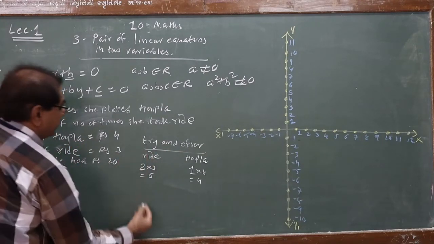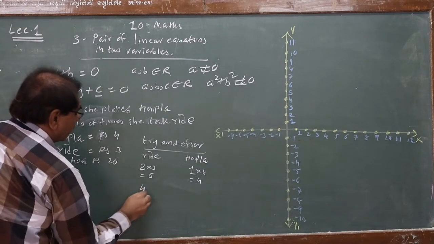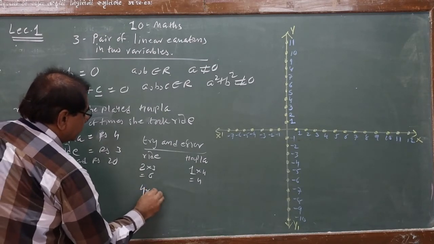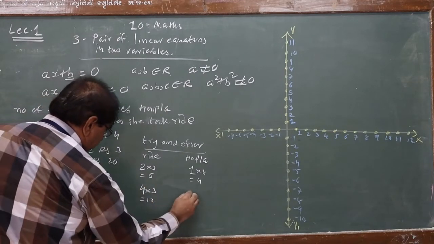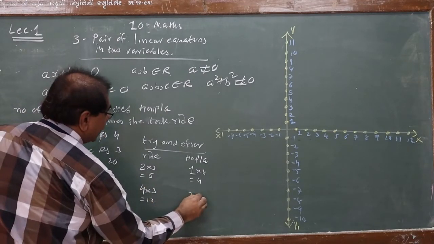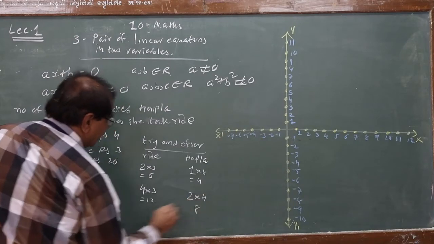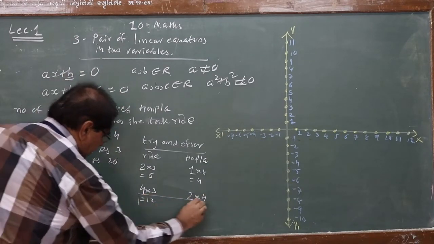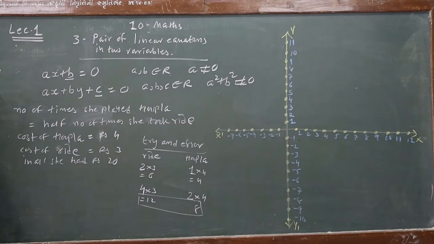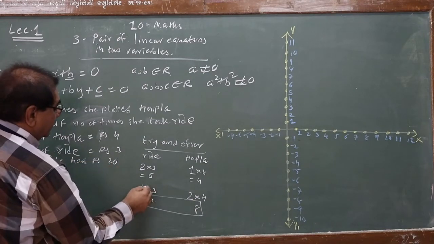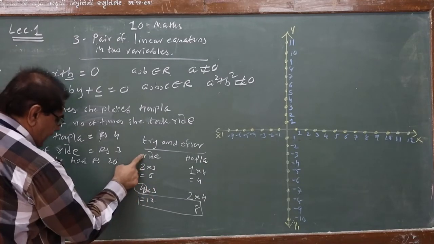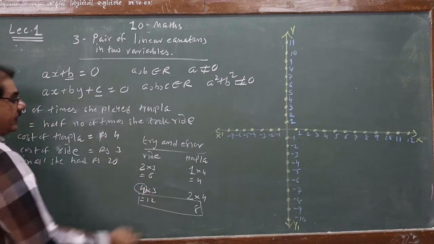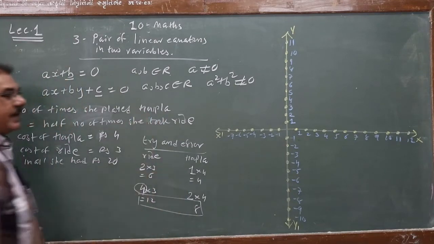Okay, now ride becomes 4. 4 into 3, it is 12. Here it is half, so 2 times she played Hoopla. 2 into 4 is equal to 8. So ultimately 12 plus 8, it makes 20. Is it clear? So ultimately she must have gone for 4 times the ride on the merry-go-round, or that is the giant wheel, and 2 times she must have played Hoopla.